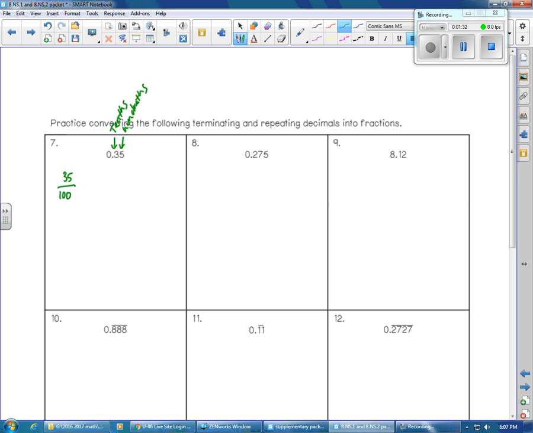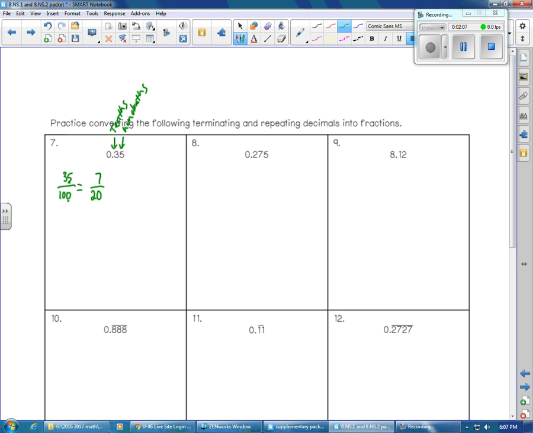And you're thinking, oh, well, that's easy. Am I done? No, you're not done because it's not simplified. 35 ends in a 5, 100 ends in a 0, so I know both the numerator and the denominator minimally will be able to be reduced by 5. I can divide 35 by 5 evenly and I get 7. If I divide 100 by 5, I get 20. And 7/20ths is the simplified fraction of 35 hundredths.